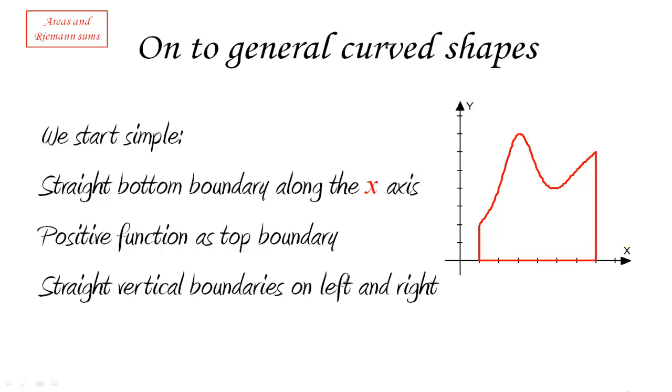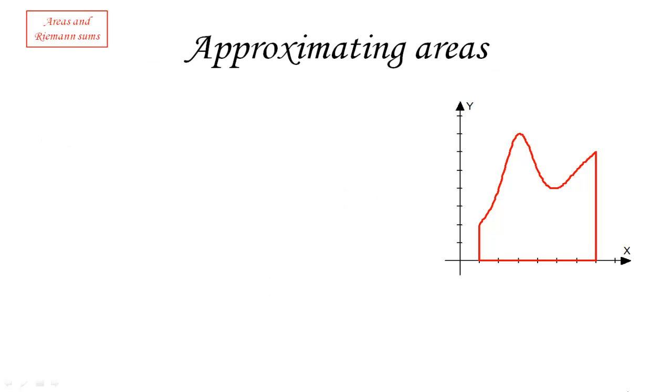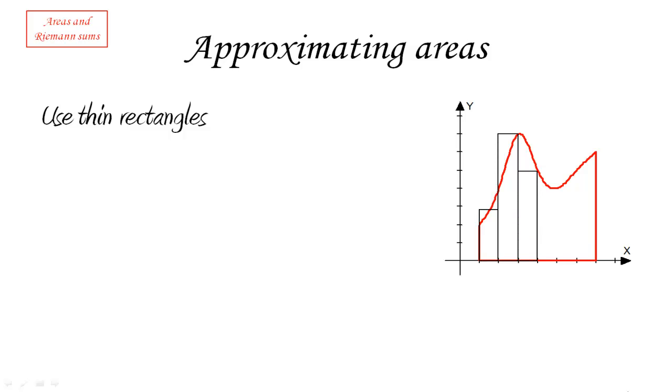So let's see what we can do with it. What we can do, just like what the ancient Greeks did with the circle, is try to approximate the area of this region. But instead of using triangles, we're going to use rectangles. We're going to use very thin rectangles. So I'm going to draw thin rectangles, each of which is going to approximate the corresponding portion of the region.